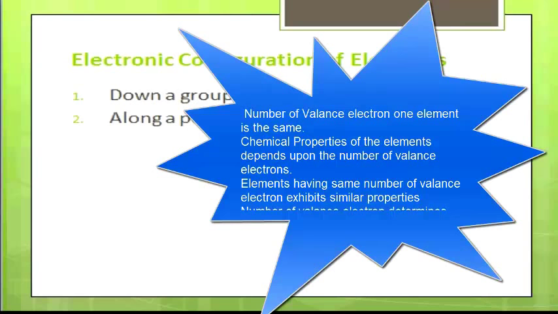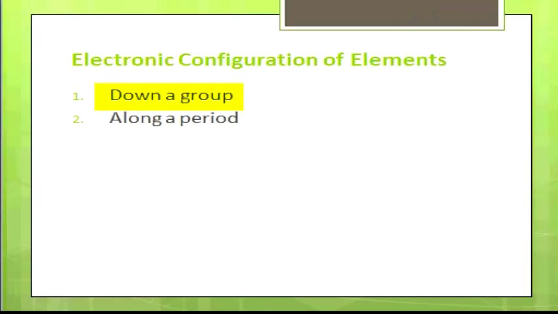Now along a period. On moving from left to right along a period, the number of valence electrons in the elements increases from 1 to 8. Except in the first period where the number of valence electrons increases from 1 to 2. The first element in every period has only 1 valence electron and the last element in every period has 8 valence electrons. On moving from left to right along a period, the electrons are added to the same orbit.